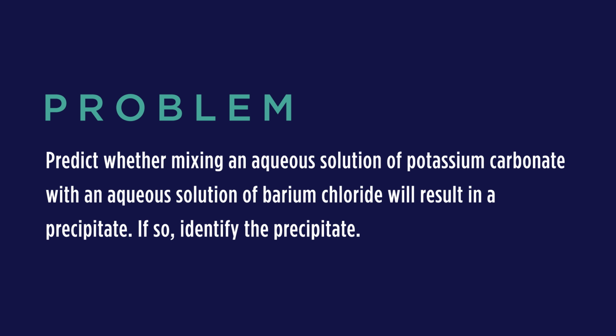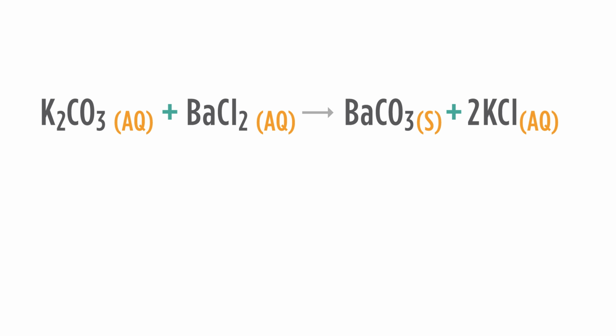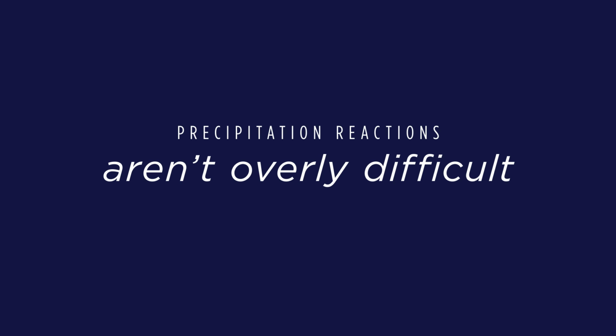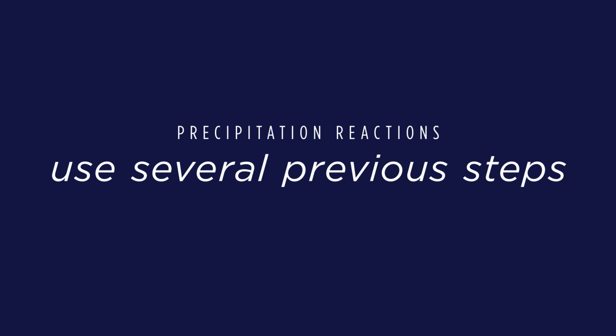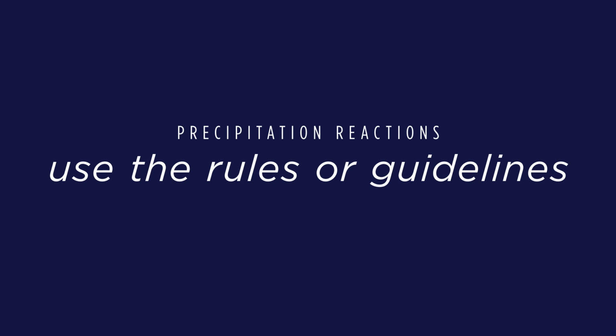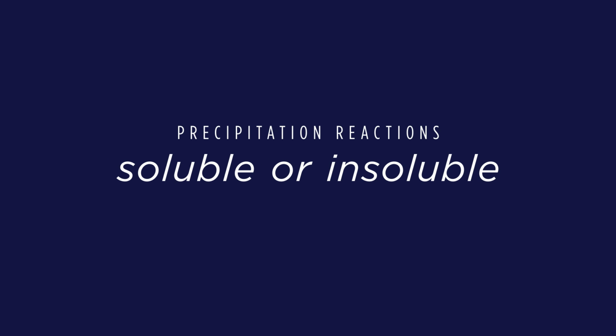What was the question asking for? It was asking, is it a precipitation reaction? It is. There is an insoluble product. What is the insoluble product? Barium carbonate. Precipitation reaction problems aren't overly difficult. They do use several previous steps, such as figuring out the compounds and products. All you need to do is use the rules or guidelines to figure out whether something is soluble or insoluble. Practice with precipitation reactions and become confident.